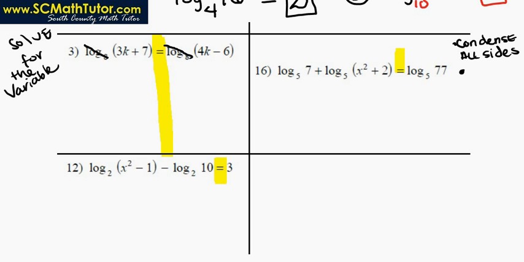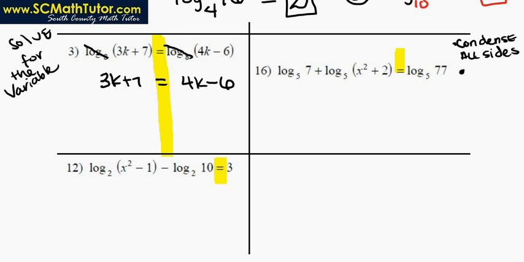Okay? If you have the same logs on both sides, you can cross it out. So I will tell you the reason, but I think it will complicate things. So let's just stay with: if you have the logs on both sides, you just cross it out. Now, once you cross it out, you just have 3k plus 7 is equal to 4k plus 6.